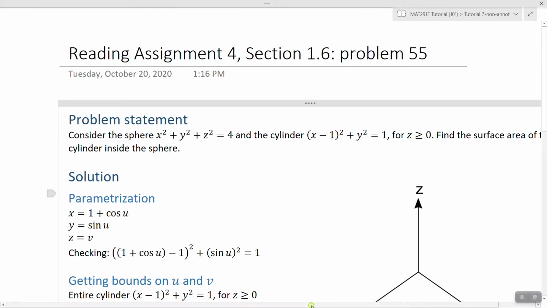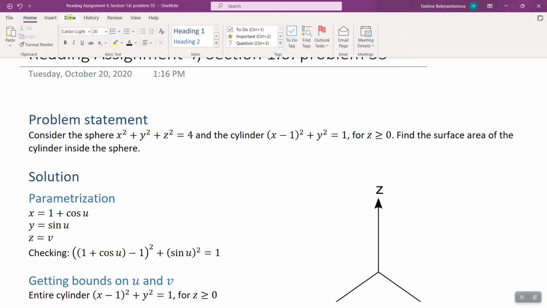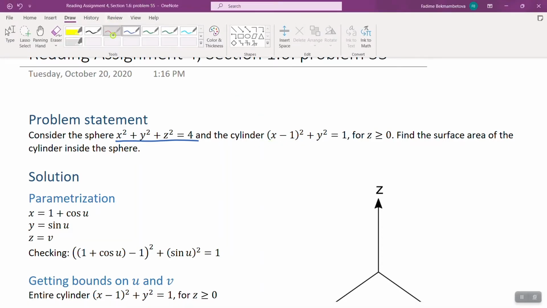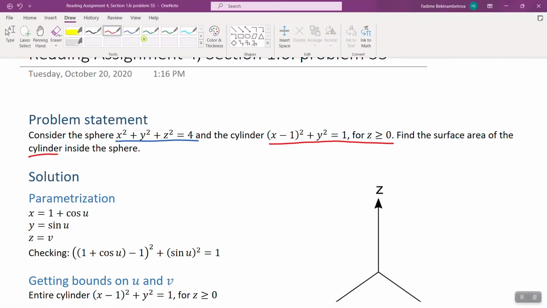Next is problem 55 from Reading Assignment 4, Section 1.6. The problem statement is like this. Consider the sphere x squared plus y squared plus z squared equals 4, and the cylinder (x minus 1) squared plus y squared equals 1 for z greater or equal to 0. The question asks, find the surface area of the cylinder inside the sphere.